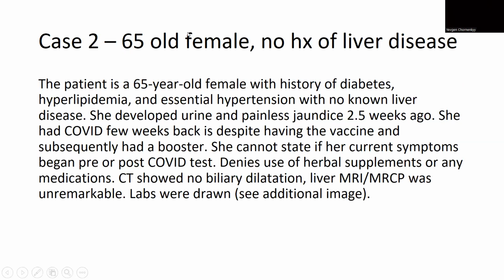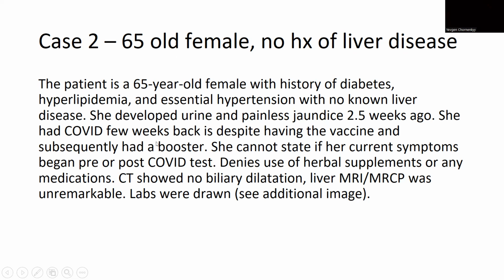Okay, so this case, it's hard. This is a hard case. This is a super hard case. I just wanted to show this case to you guys because it's rare, so that you're aware that this exists. So it's a 65-year-old female. She's got no history of liver disease. She's got a lot of other history that's not super relevant. But then she had jaundice, painless jaundice, so that's relevant for us.